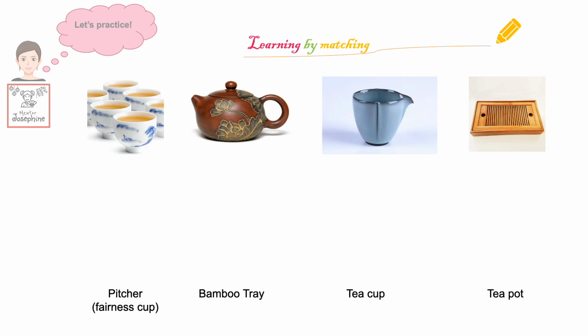Very good! In the first activity, I would like you to link the tea utensils to its corresponding name. That includes a pitcher, a bamboo tray, a teacup, and a teapot. You can pause the video for a few minutes until you have finished. We will look at the answer together now.